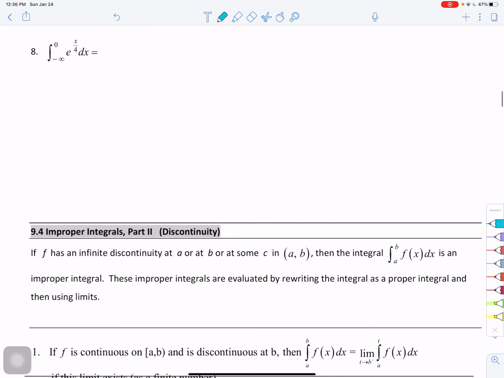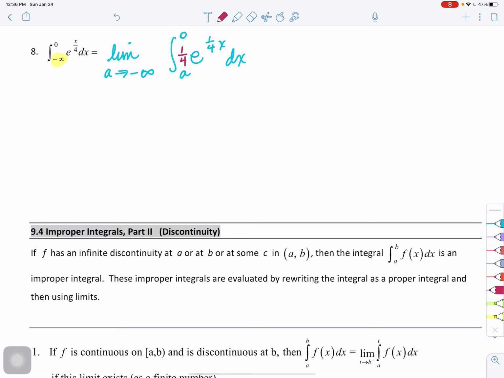Number 8, we have a negative infinity as our lower limit of integration. So we have an improper integral. So we'll take the limit as a approaches negative infinity of the integral from a to 0 of e to the 1/4 x dx. Now, instead of using substitution, we really need that 1/4 here. We need the derivative of the something with it in the integral. So I'm going to place a 4 here so that I don't change the problem.